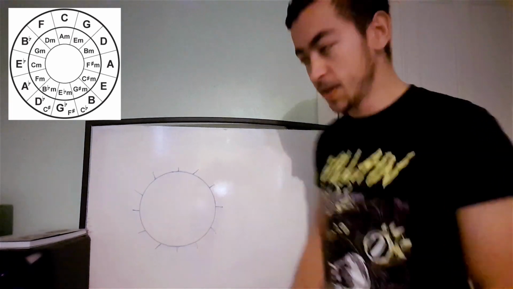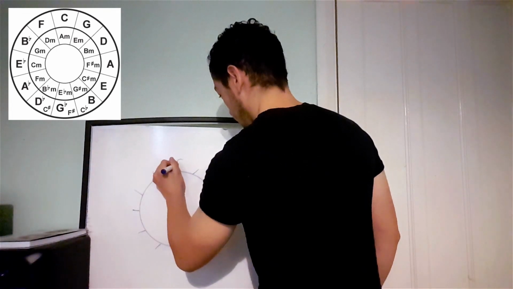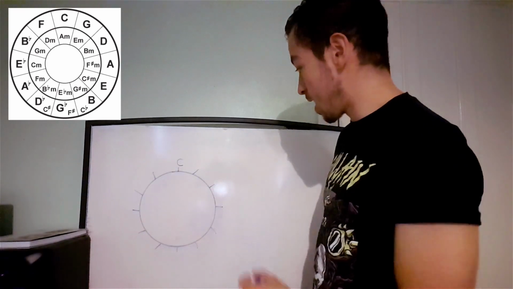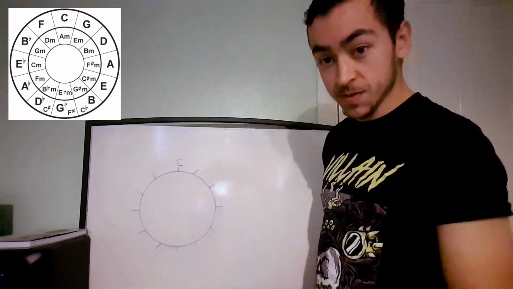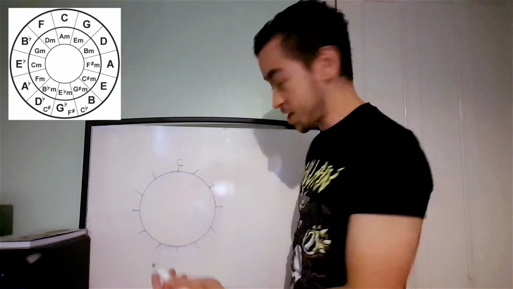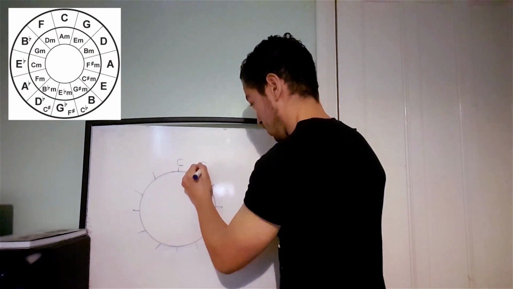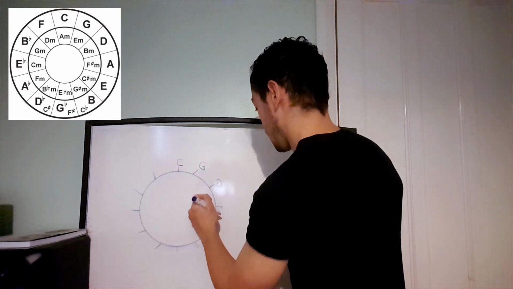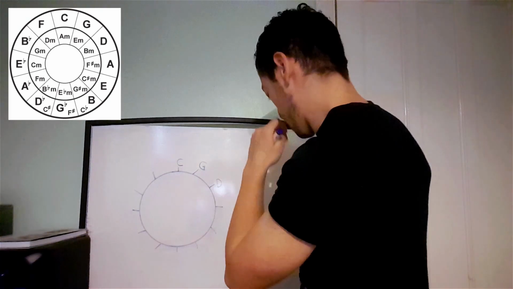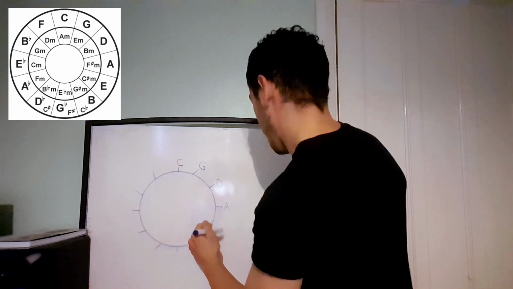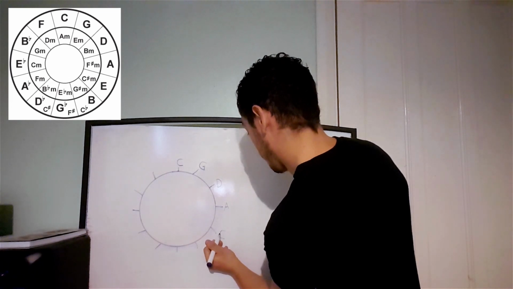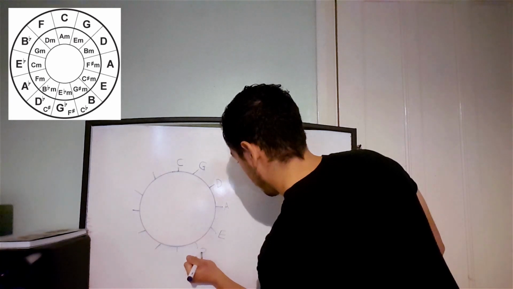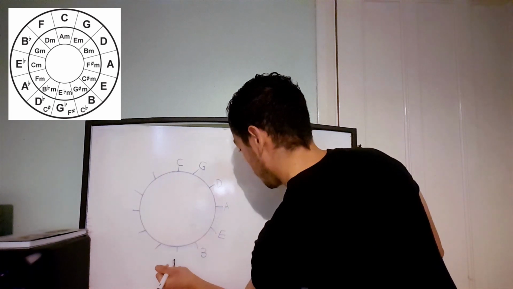So we're going to start off with C, and as we go clockwise we're going to be moving in fifths, so a fifth above C would be G, and then let's fill it out. So the next one would be D, then the next one would be A, and the next one would be E, the next one would be B, and then F sharp.